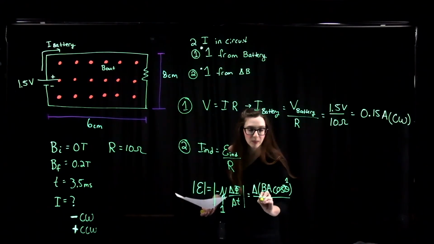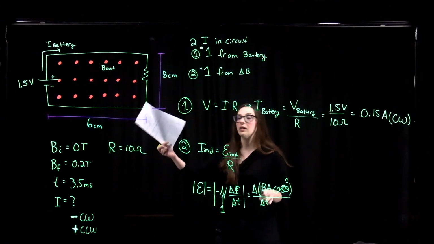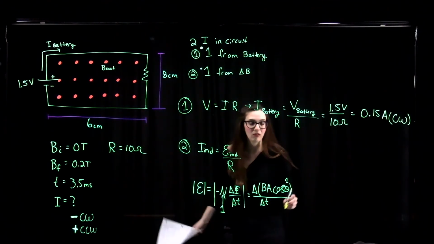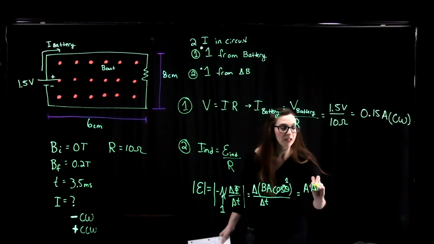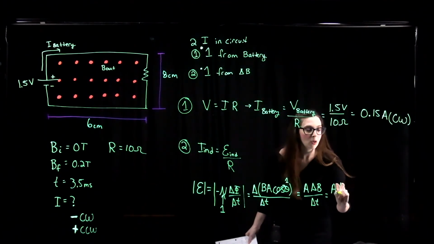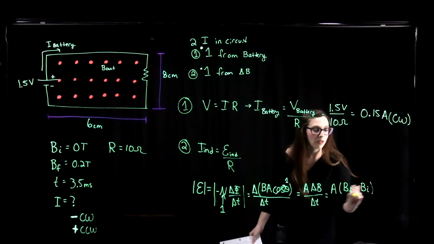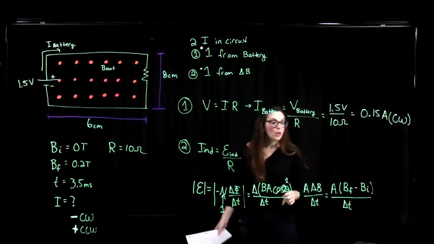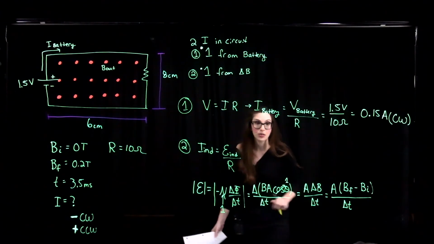And we have to divide this by delta t. Okay, so the thing that's changing here is not the area, it's the magnetic field. So this is going to be A delta B over delta t. Our change in magnetic field is always your final magnetic field minus your initial magnetic field, all divided by delta t. Okay, so now we can find the magnitude of our induced EMF.